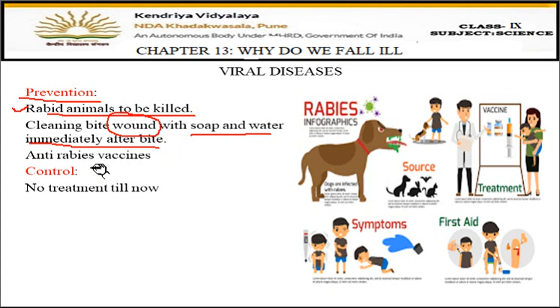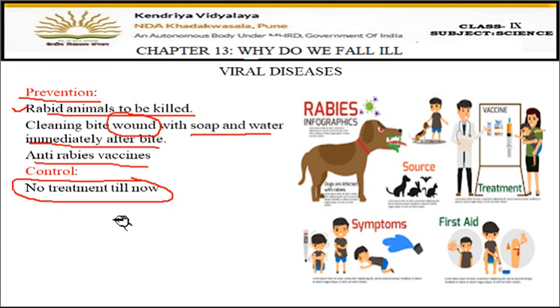Fine. And another prevention is that anti-rabies vaccines are to be given to the domesticated animals as well. Humans are very fond of keeping pets, dogs and cats. So the domesticated animals should always be given these anti-rabies vaccines. And how to control it? There is no treatment till now, so it cannot be controlled. There's no treatment of rabies.